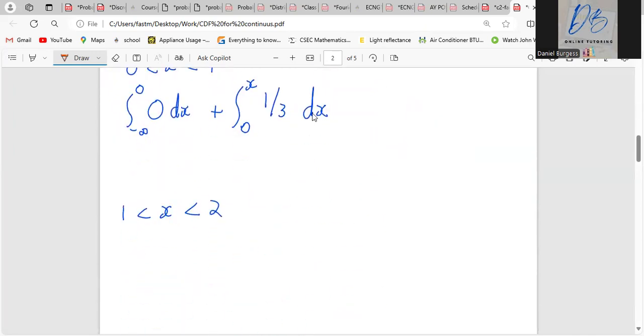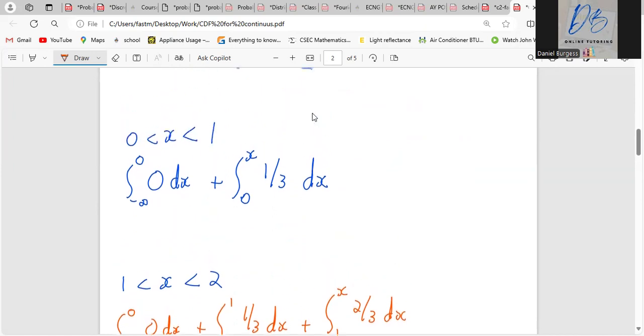So between this one, it'll be the integral from minus infinity to 0, which we know is 0, plus the integral from 0 to 1 of 1/3, and plus the piece that we're in now. So it'll be 1 to arbitrary point x of 2/3 dx. And this is where it will be cumulatively adding up the probabilities. In this case, you have to integrate. All right? So now let's do the integration for the first piece. So the integral of 0 is 0.